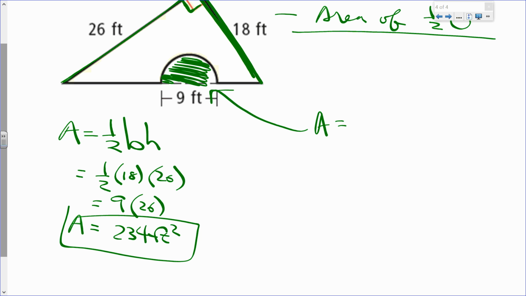The area of a full circle is pi r squared, right? But we only have half, so I'll chop that in half. Well, that's assuming the radius is the same. What's the radius of this one? Careful, the area of a circle always depends on the radius.